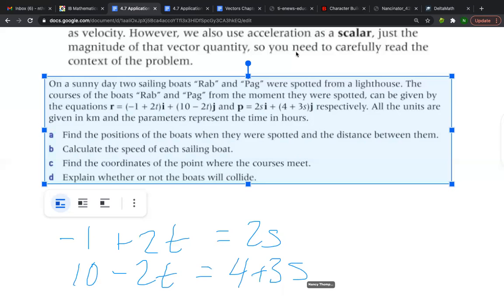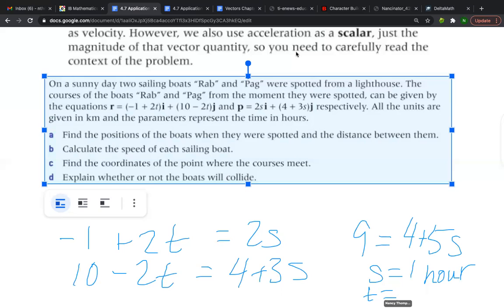Okay, from there, it is pretty simple to see that the t's can be eliminated. So when I'm solving this system, I get 9 equals 4 plus 5s. So then you should get that s equals 1 hour. And then you plug it back in and you get that t is equal to 3/2 hour. Either one of those 2 points that you plug in, your final answer of the coordinates where they should meet is (2, 7) when you plug it back into those original equations.